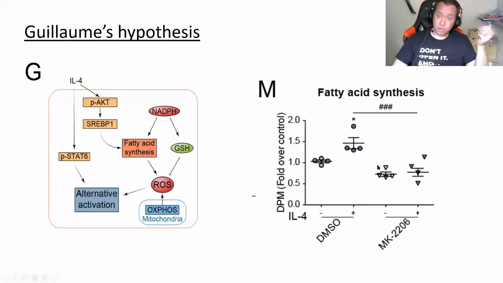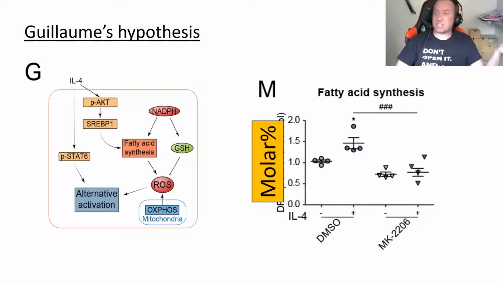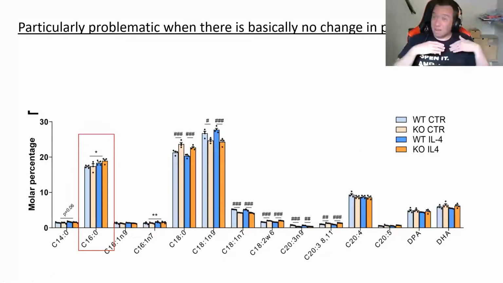So 1.4-fold. But 1.4-fold isn't much use, actually, if that's just molar percentage. So it's 1% of the fatty acids got made, and that went up to 1.4. Would that actually be a biologically meaningful amount of DNL in order to reduce this NADPH level and impact on GSH? I think it would be problematic. Particularly given IL-4 didn't hugely increase the amount of DNL apparently going on in the cell.